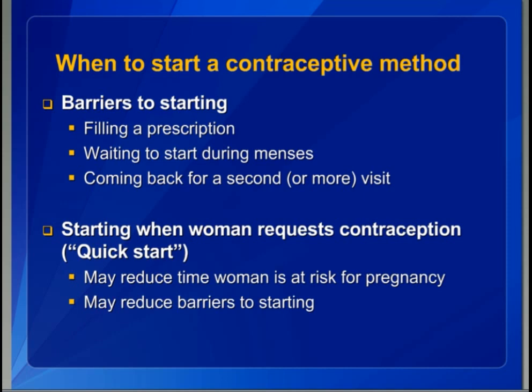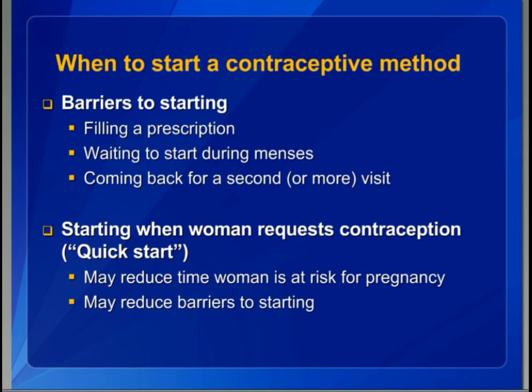There are several barriers to initiating contraception which increase the time a woman is at risk for unintended pregnancy. Some examples of these barriers are the need to fill a prescription, the need to wait for next menses to start the method, or a requirement to come back for a second visit. Quick start is a term used to describe starting a contraceptive method when a woman requests it rather than waiting.